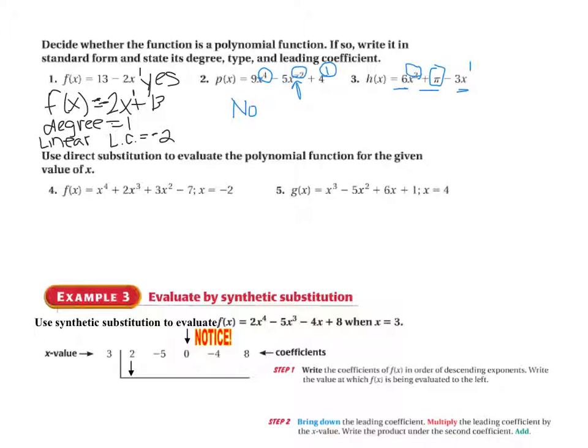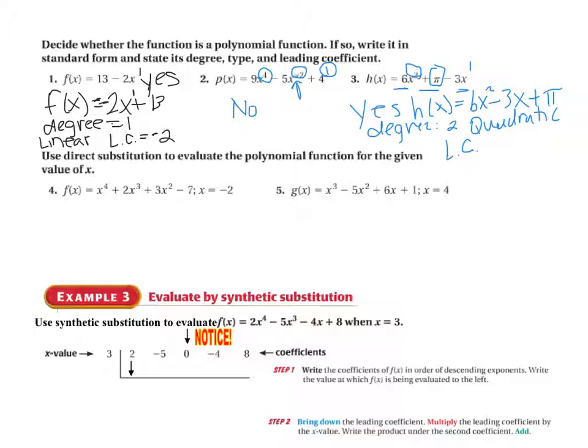So we look at each of the exponents, which are also whole numbers. So the answer here is yes. We put it in order. H of x is equal to 6x squared, and then comes the negative 3x, and then pi goes at the end. So the degree is 2, the biggest exponent. Because it has a degree of 2, it's called a quadratic. And then the leading coefficient is the number in front of the term that has the degree, which is 6.